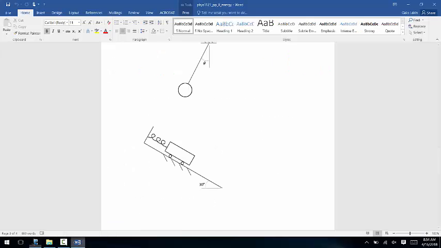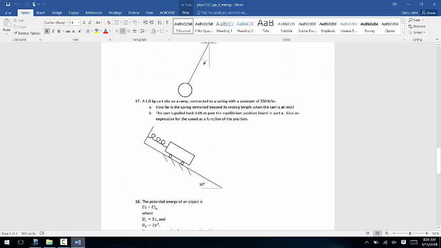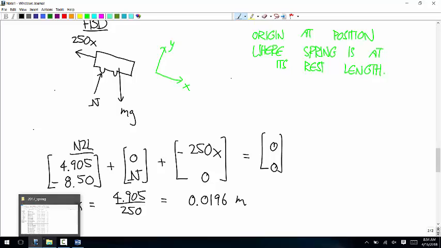Okay, and then it's pulled back 5 centimeters from that position we just found and released. We want an expression for the speed as a function of position. So we didn't use energy on the first part of this problem, but now we're going to, because we're relating a position to a speed.